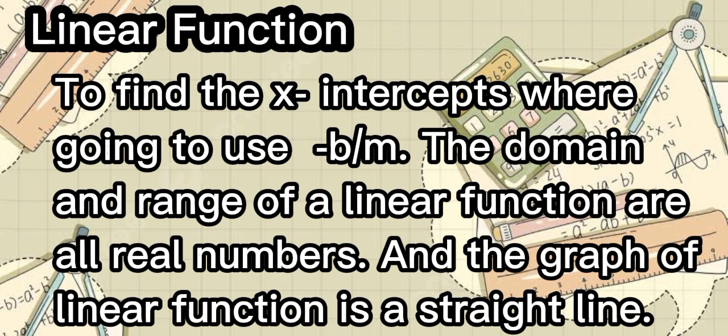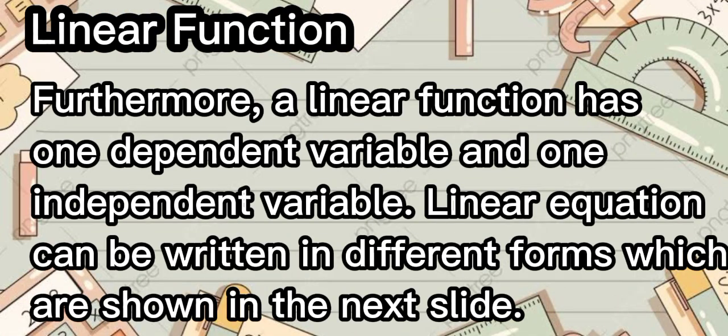To find the x-intercept, we use negative b over m. The domain and range of a linear function are all real numbers, and the graph of a linear function is a straight line. Furthermore, a linear function has one dependent variable and one independent variable. A linear equation can be written in different forms, which are shown in the next slide.